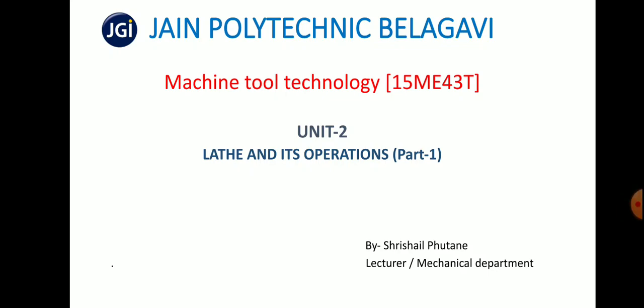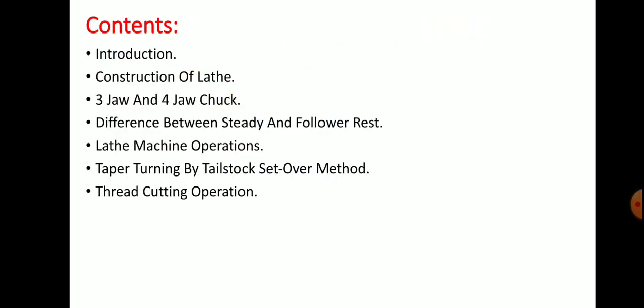So let us start with second unit, that is lathe and its operations, part 1. These are the contents that I am going to cover in this topic: introduction to lathe, construction of lathe, 3-jaw and 4-jaw chuck, difference between steady and follower rest, lathe machine operations, taper turning by tailstock set over method, and thread cutting method. Let us go through this one by one.